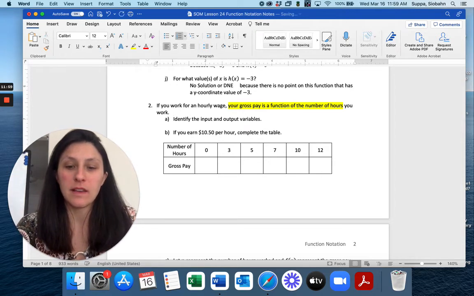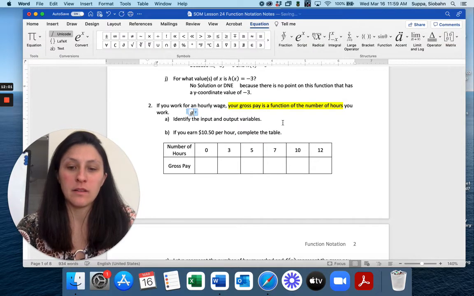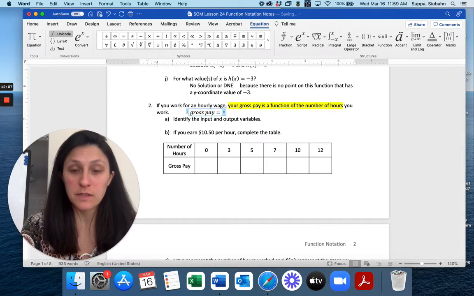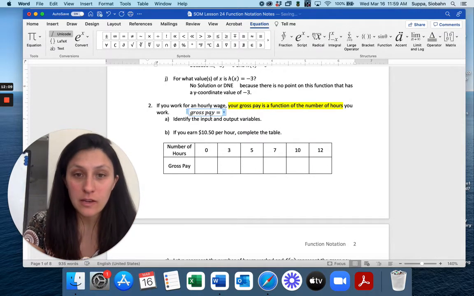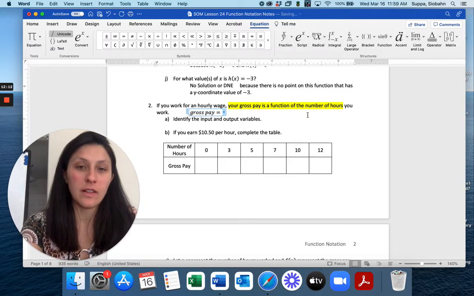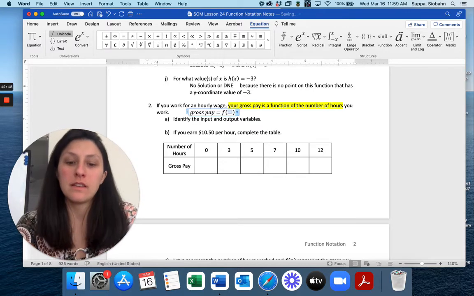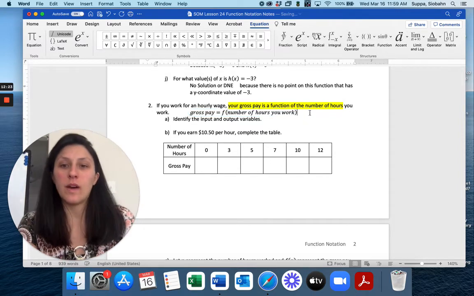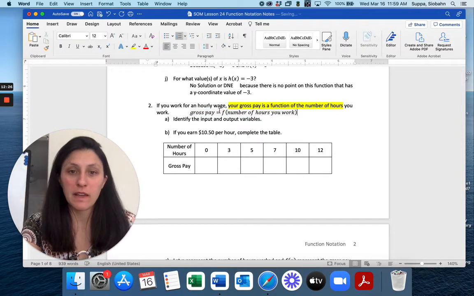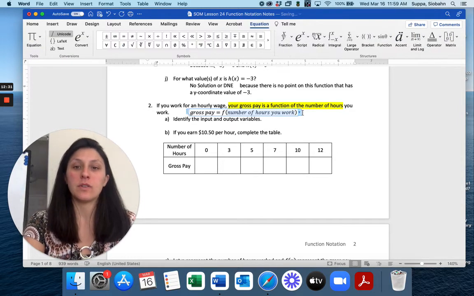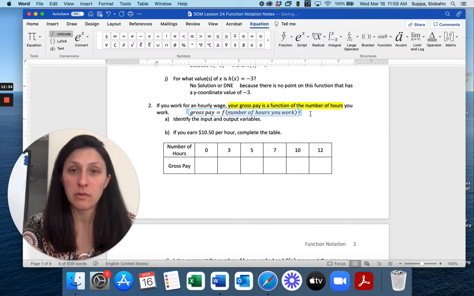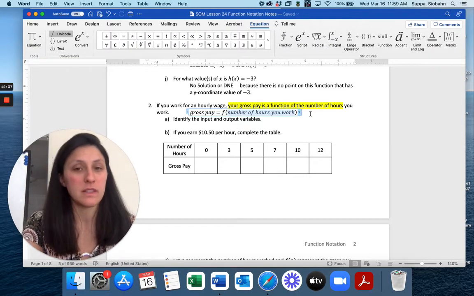And so we could say something like, your gross pay, I'll write it all out so you see it. Is means equals. So your gross pay equals a function of, you could call it f of, or you can call it h of, or g of, whatever you'd like, the number of hours you work. Okay, so the way that this has been written, your gross pay is a function of the number of hours you work. What is inside these parentheses is always your x variable, which is your input variable, and your independent variable. All of those mean the same thing.